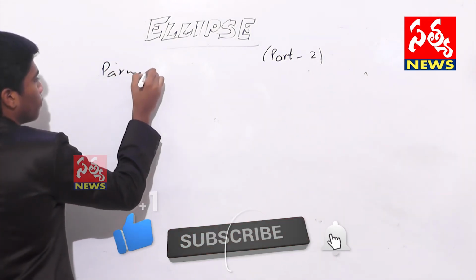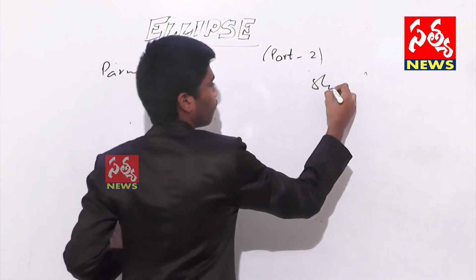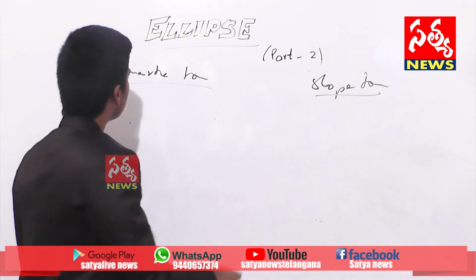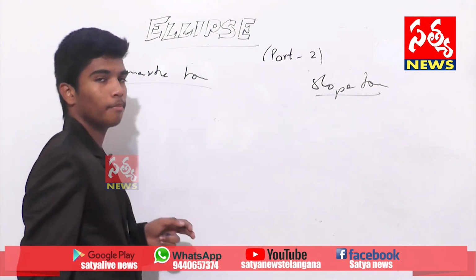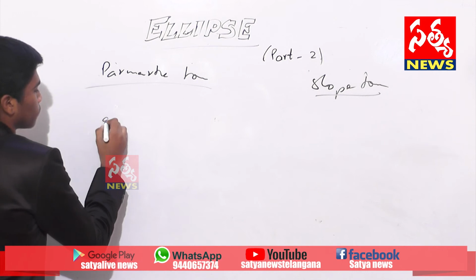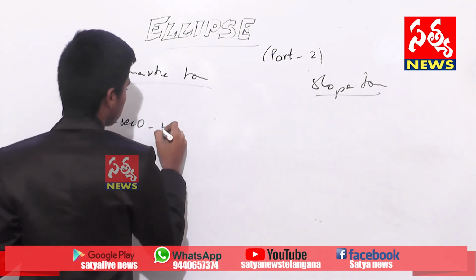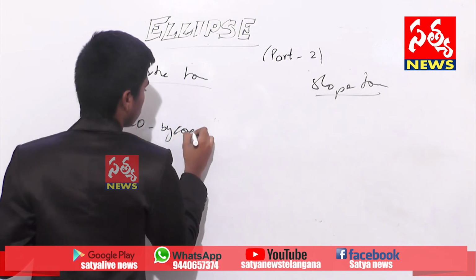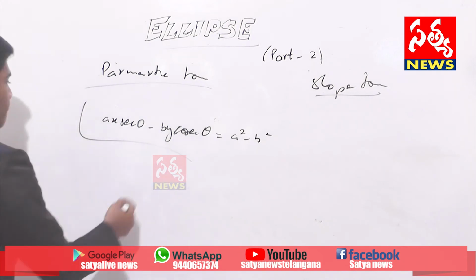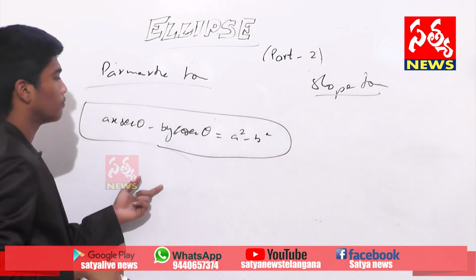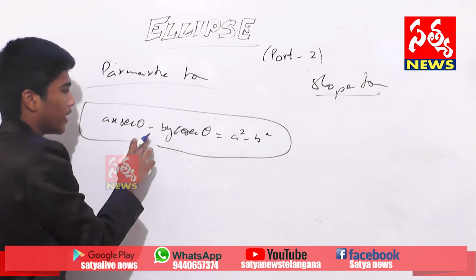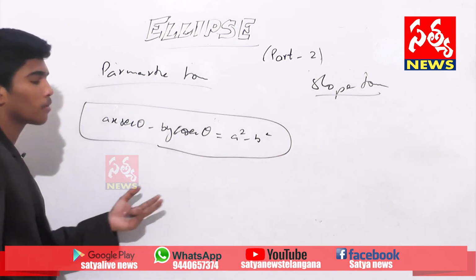Now both are parametric form and slope form. These are not that important. Parametric form is not that important, but slope form is very important. I'll say directly the formula, which is a x secant theta minus b y cosecant theta is equal to a square minus b square. So how did we get this?